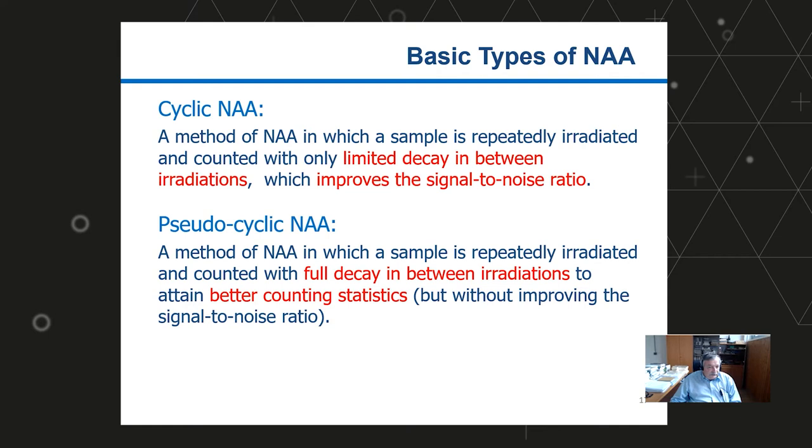And then we have also some more specialized types, one of which is the cyclic NAA, where we irradiate the sample, we measure it, wait a little bit, irradiate it again, measure it, and so on. So in cyclic NAA, we don't wait for the induced radionuclide to decay completely. And in this case, we improve the signal-to-noise ratio. And in a pseudocyclic neutron activation analysis, we wait for a full decay between irradiations. And in this case, we do not improve the signal-to-noise ratio, but we improve the counting statistics. Both these methods are applicable to short-lived induced radionuclides.